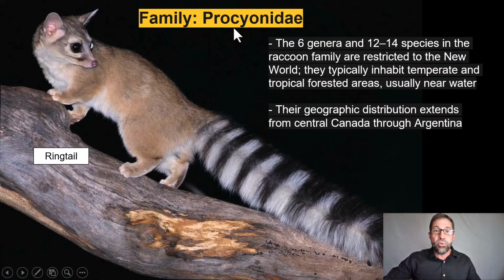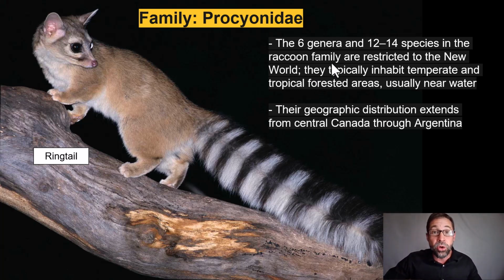The family Procyonidae includes 6 genera and 12 to 14 species in the raccoon family. So raccoons and their relatives are restricted to the New World. They typically inhabit temperate and tropical forested areas, usually next to water.